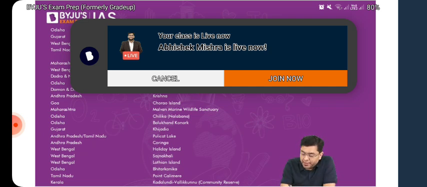So this region witnesses mass nesting by olive ridley turtles. That's that mass nesting which is carried out. This is what is also referred to as Arribada. Now, when you have the mass nesting of turtles, basically, they will lay their eggs, cover it with sand, and they will go back, right?